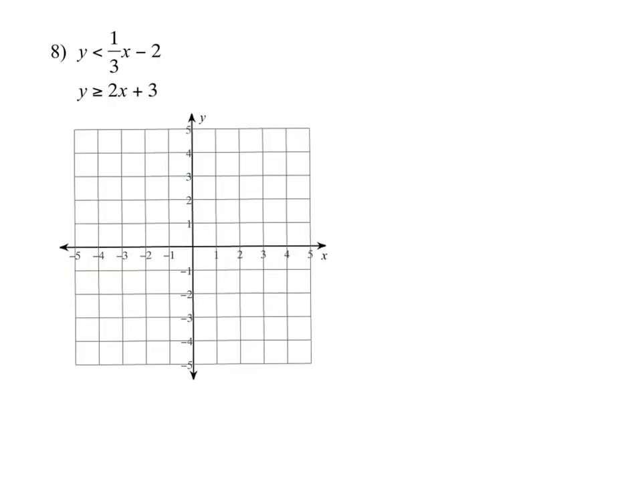Let's graph one more time. These two are in y equals mx plus b. This time they are not parallel. So we start at negative 2, go up 1 over 3, make a dotted line because it's not or equal to. It's less than, so I'm going to shade down. The other one starts at positive 3 on the y-intercept, up 2 over 1, or down 2 over 1, whichever way you want to go.